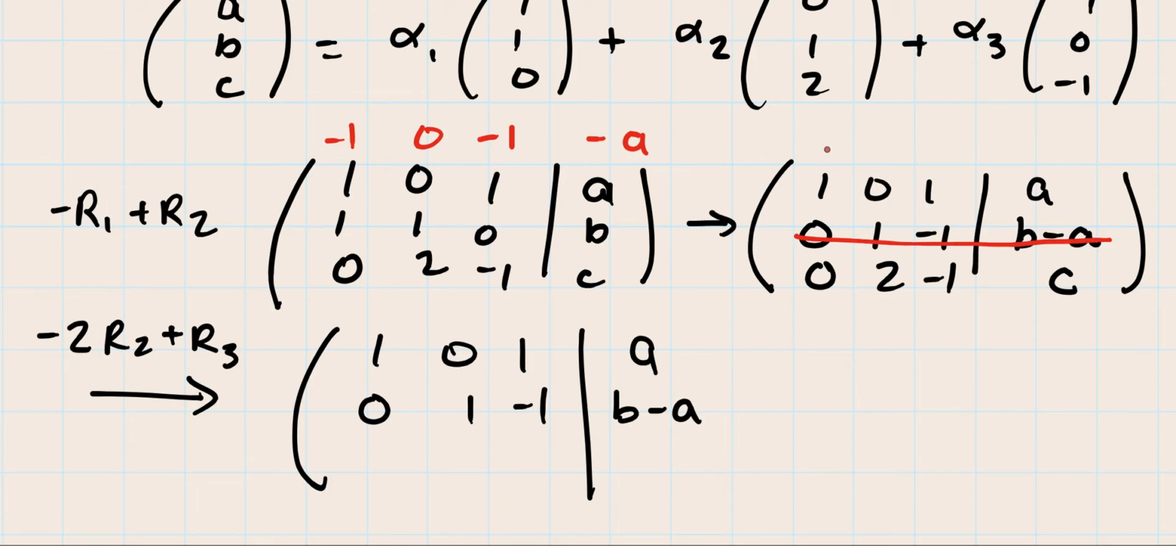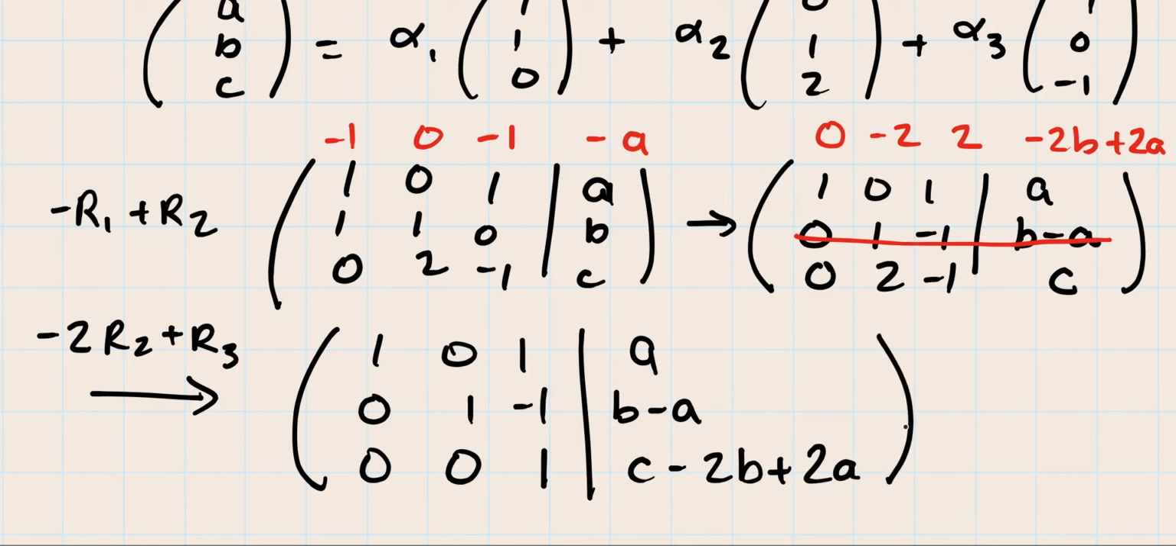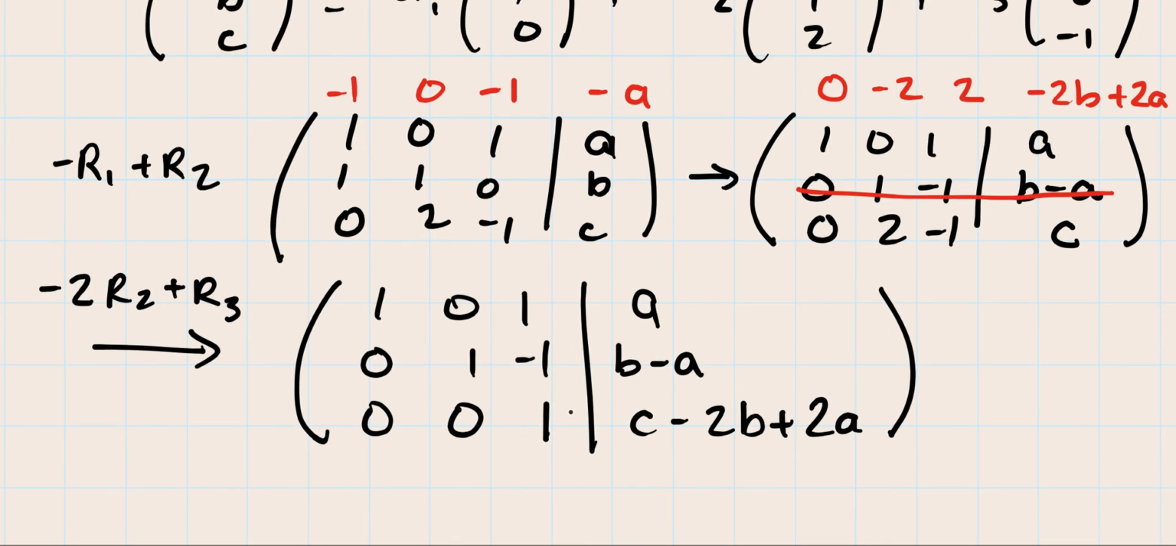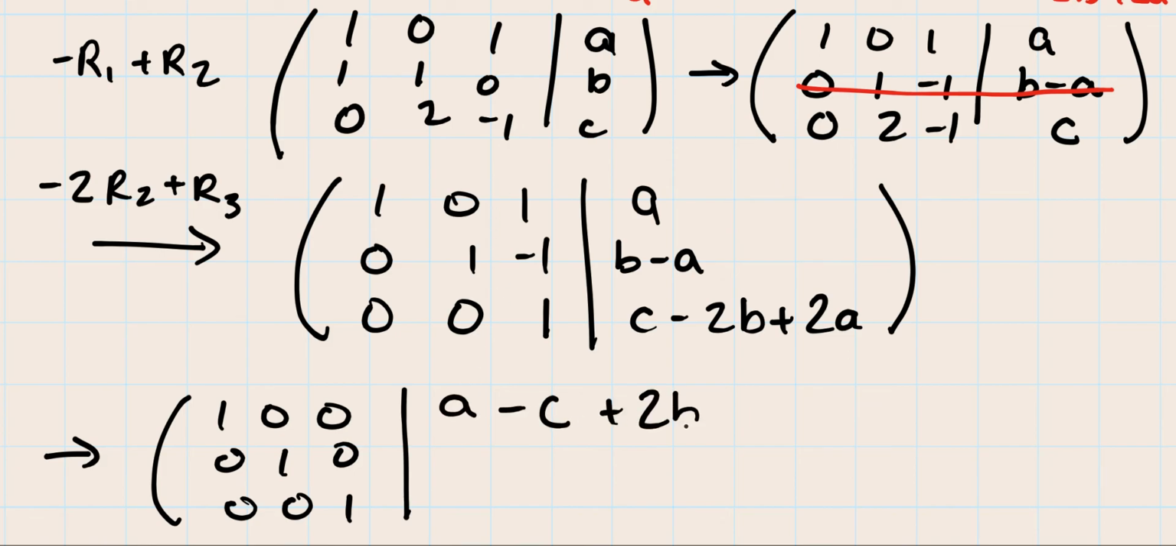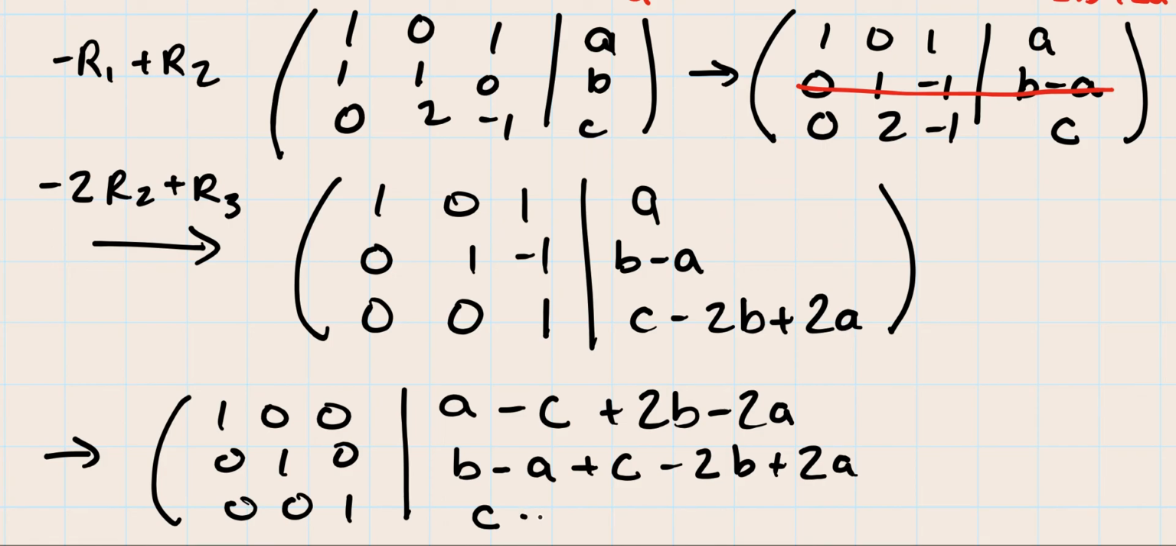So I'm going to cross this out, and I'm actually going to put it on the top. 0, negative 2, positive 2, and then negative 2B plus 2A, because we're multiplying by a negative and then multiplying by 2. Okay, so we get 0, 0, 1, C minus 2B plus 2A. And the last step is to add this row to this one, and then multiply this one by negative 1 and add it to this row. Okay, so our final step, 1, 0, 0, 0, 1, 0, 0, 0, 1. We get A minus C plus 2B minus 2A. And then B minus A plus C minus 2B plus 2A. And then C minus 2B plus 2A.